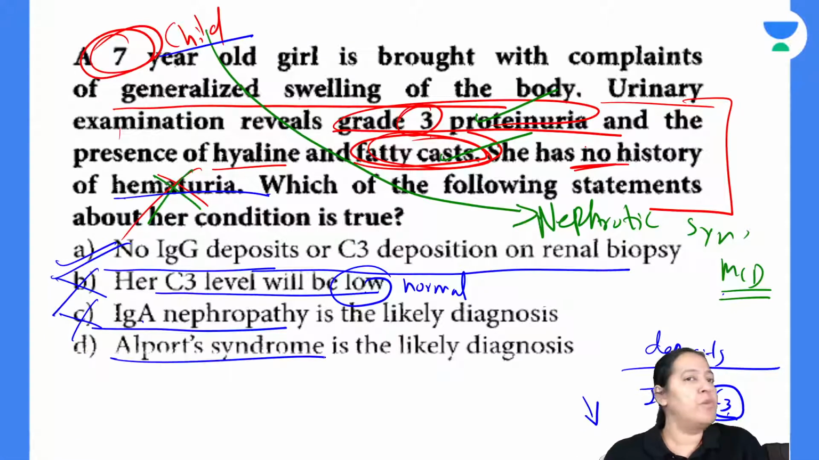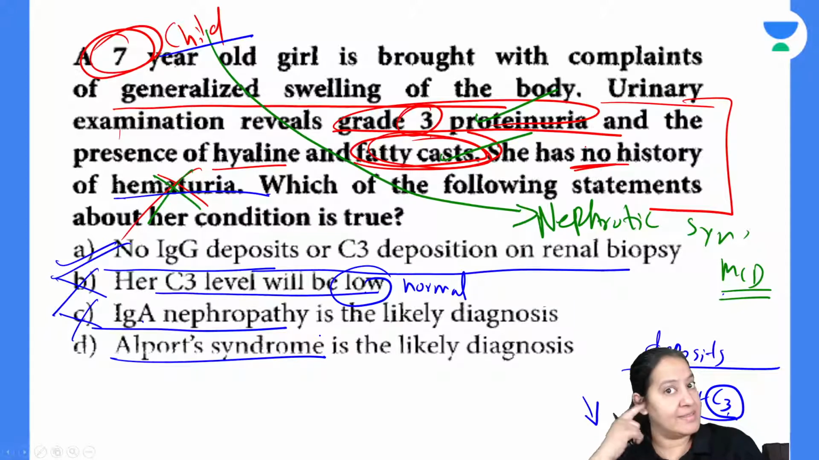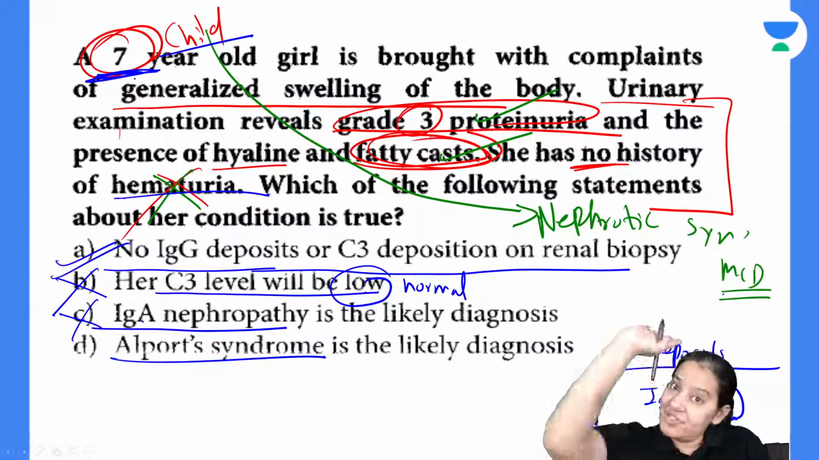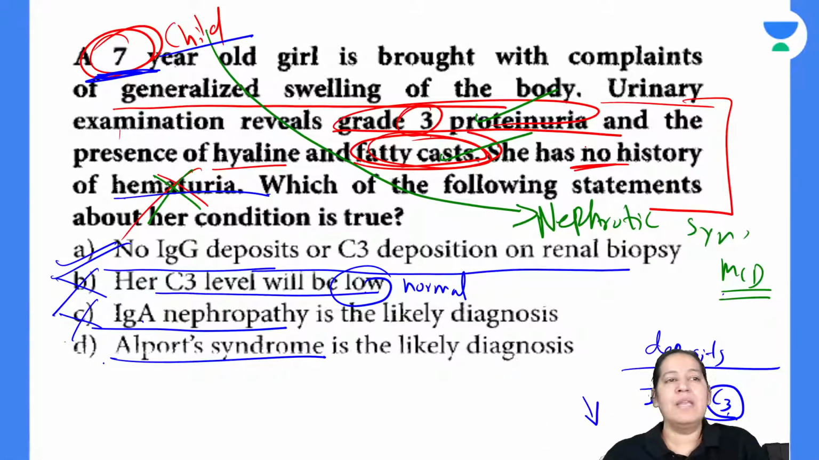And Alport syndrome, no. Alport syndrome has three things: sensorineural deafness, so ear is involved first, then kidney. Ear, eye and kidney are the three organs involved, and it is congenital and hereditary, not present at the age of 7. So again, this is ruled out. So the correct answer here is A.